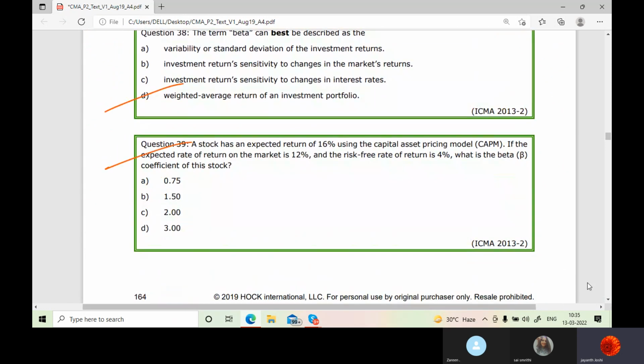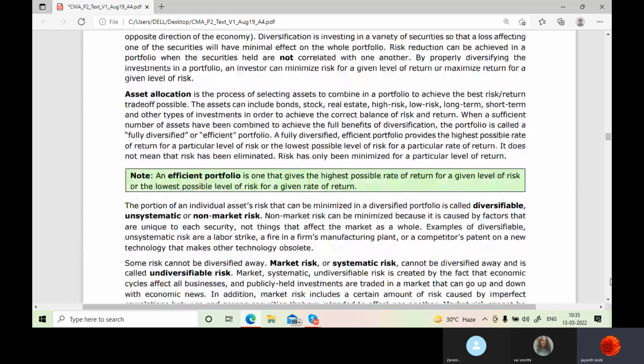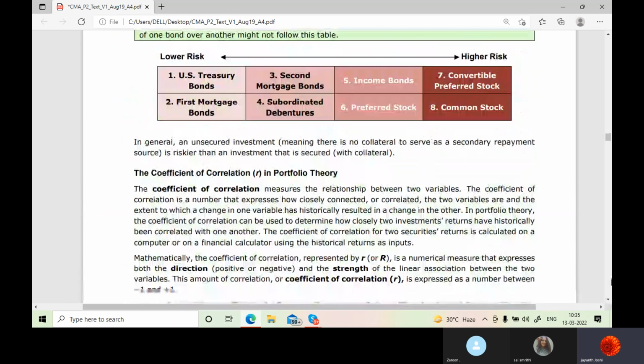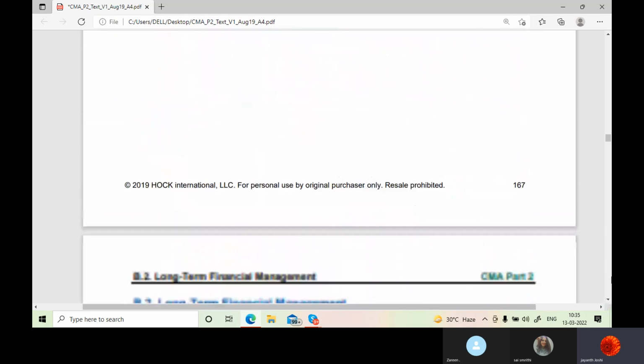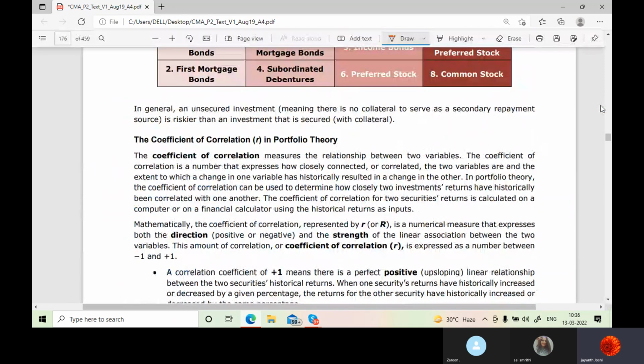Please do these reading questions. These are very simple ones, so you can do this question also. I don't think this is a complicated one, easy one. And then last comes the concept of portfolio theory. And this will be the end of the chapter. We can start a new chapter from the next session.